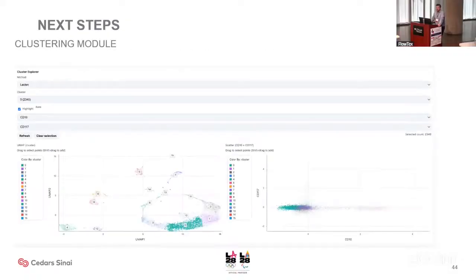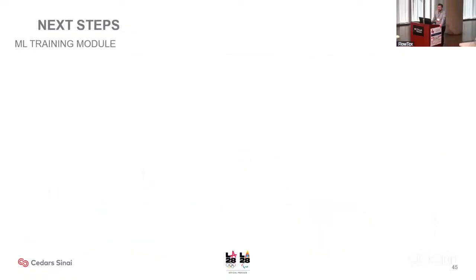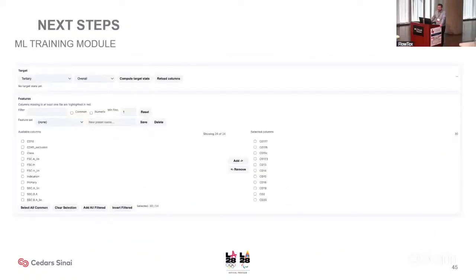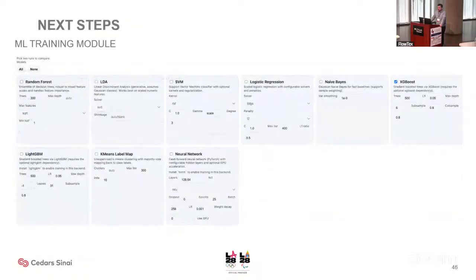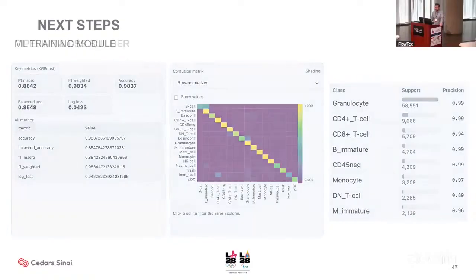The clustering module allows you to cluster based on any group of FCS files so that you can start to find unique populations to train. The machine learning training module can then take in that cluster information. You can say what markers you want to use for clustering. It has built-in support for all different types of machine learning: random forest, LDAs, XGBoost, neural nets. It gives very detailed information on how your models are actually performing. So the accuracy, the F1 scores, confusion matrices of all your different populations, and how it's doing for each population in its prediction accuracy.